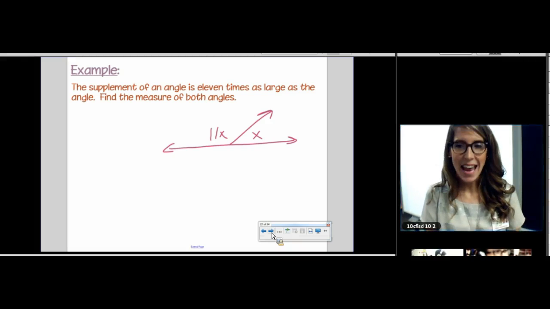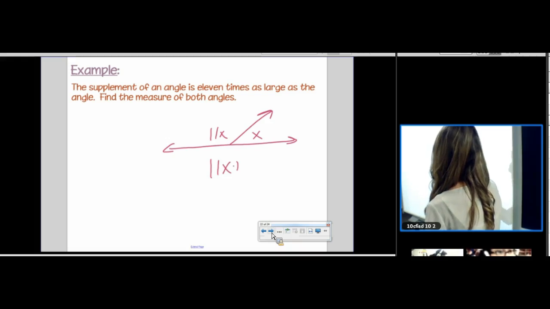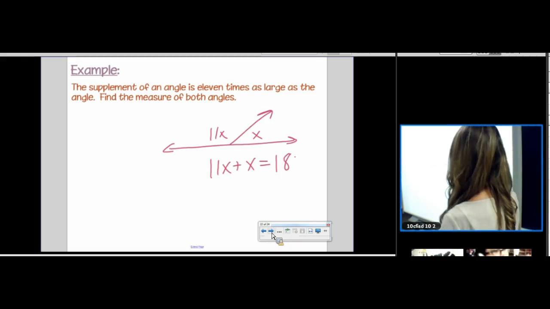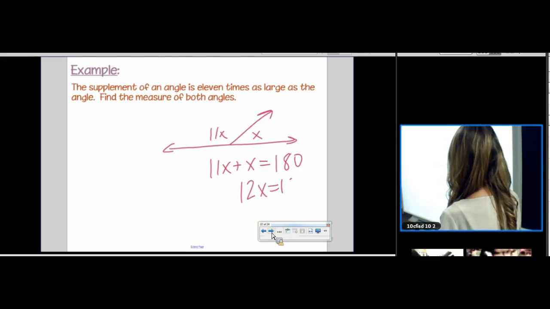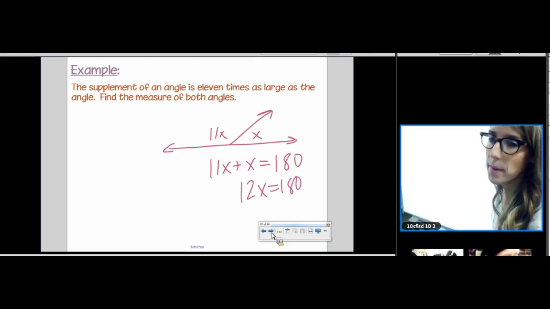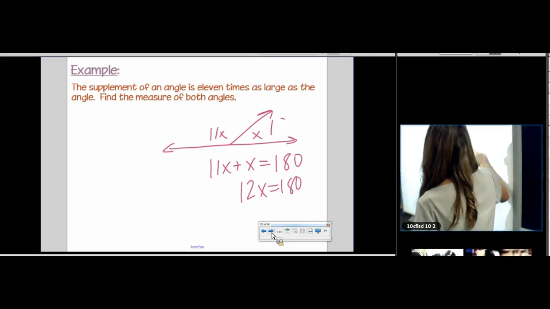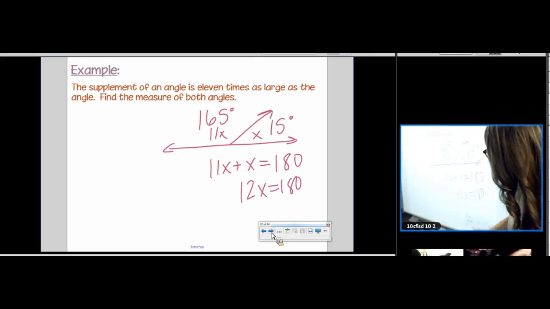It's going to work the same way every time. Add them together. Part plus part equals the whole angle, which is 180 degrees. 12x equals 180. The angle is 15, good, and the supplement is 165. Good. 15, 165. Amazing, guys.